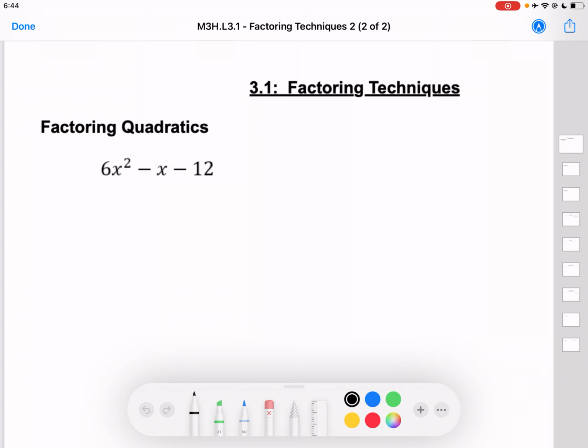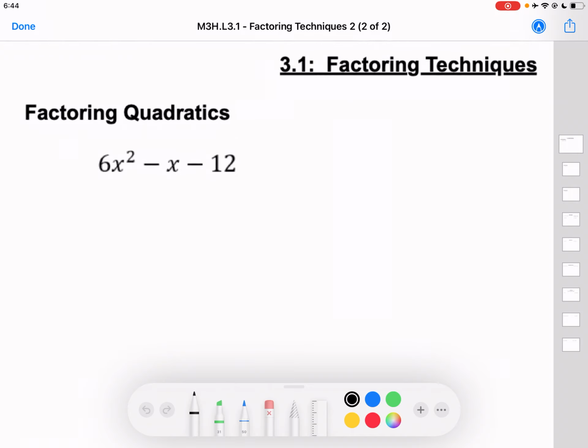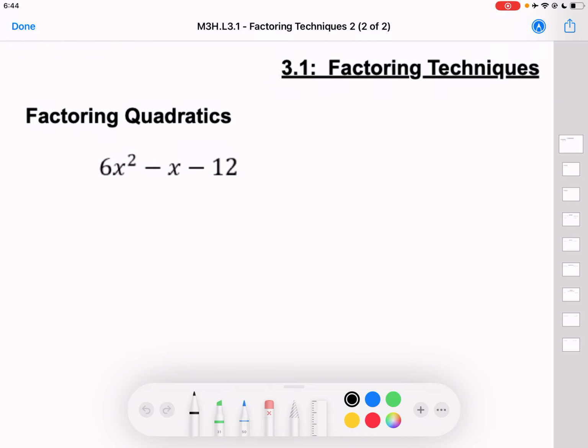Typically you had problems that had 3 terms, but we also factored ones that had 2 terms, and we've talked about that already this year. But let's talk about ones that have leading coefficients, because that's not something that we have done too much of. So last year, most of you probably learned this method.